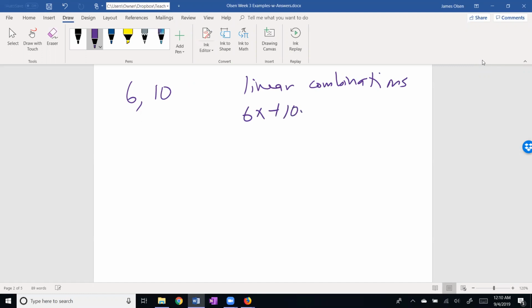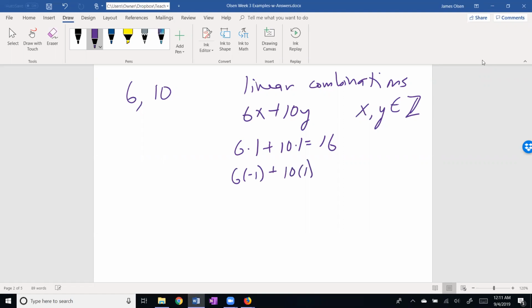6x plus 10y, where x and y are elements of the integers. So x and y could be 1. 6 times 1 plus 10 times 1 equals 16. 16 is a linear combination. X could be -1, and y could be +1. That's -6 plus 10, which is 4. X could be 3, and y could be -2. I'm making up numbers here. 18 and -20 is -2. -2 is a linear combination of 6 and 10.